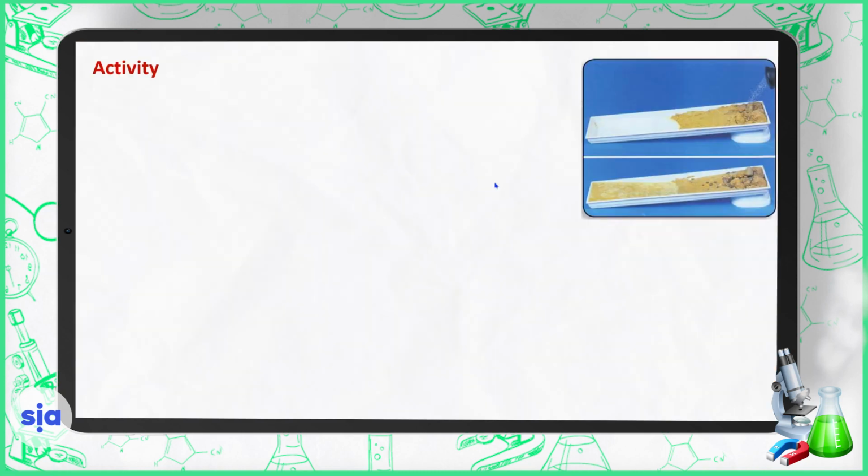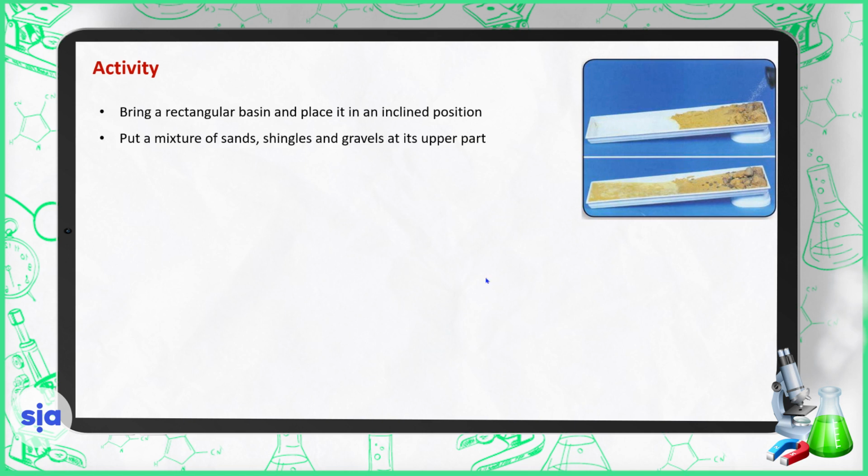Here is an activity to clarify the phases of formation of sedimentary rocks. Just bring a rectangular basin and place it in an inclined position. Put a mixture of sands, shingles, and gravels at its upper part. Pour water on the upper part of the mixture. Increase the water flow gradually.